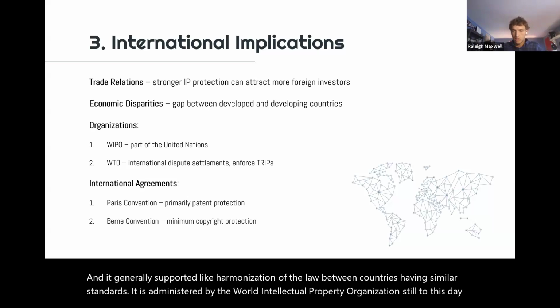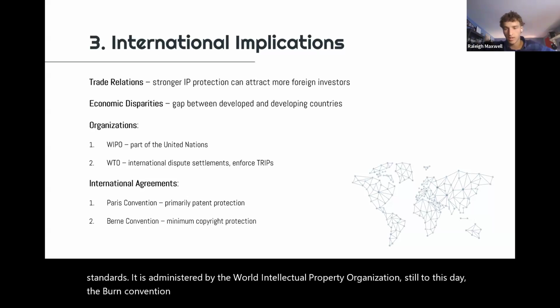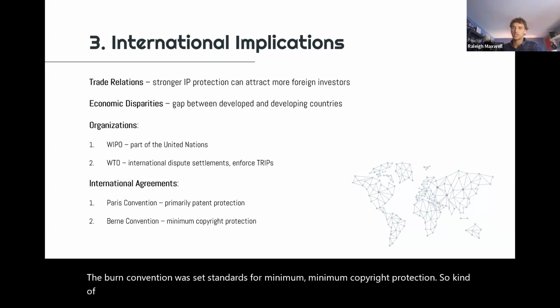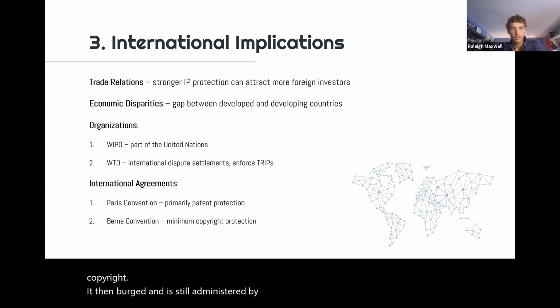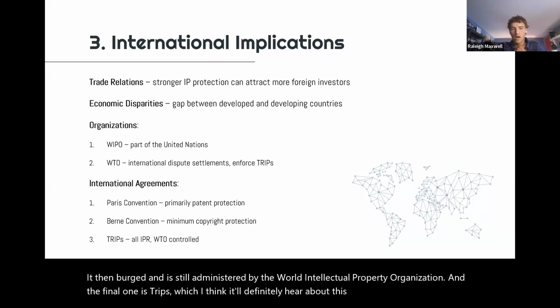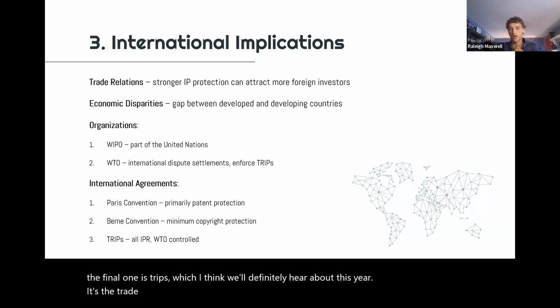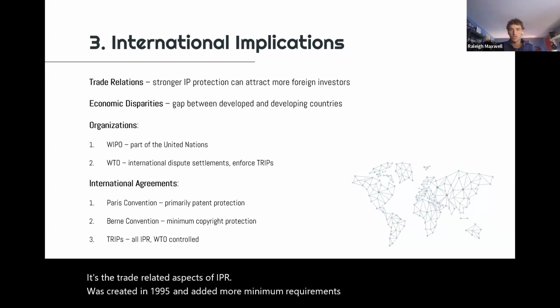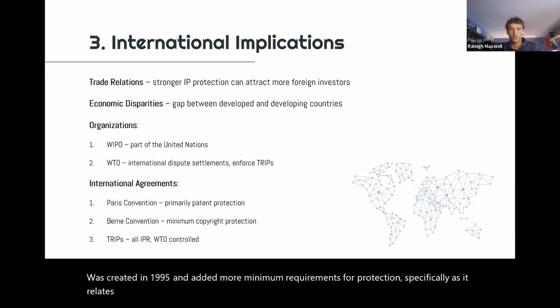The Berne Convention set standards for minimum copyright protection. So it's like what each country that signed on to it had to do as a minimum in protecting their copyright. It is also still administered by the World Intellectual Property Organization. And the final one is TRIPS, which I think you'll definitely hear about this year. It's the Trade-Related Aspects of IPR. It was created in 1995. It added more minimum requirements for protection, specifically as it relates to international trade.